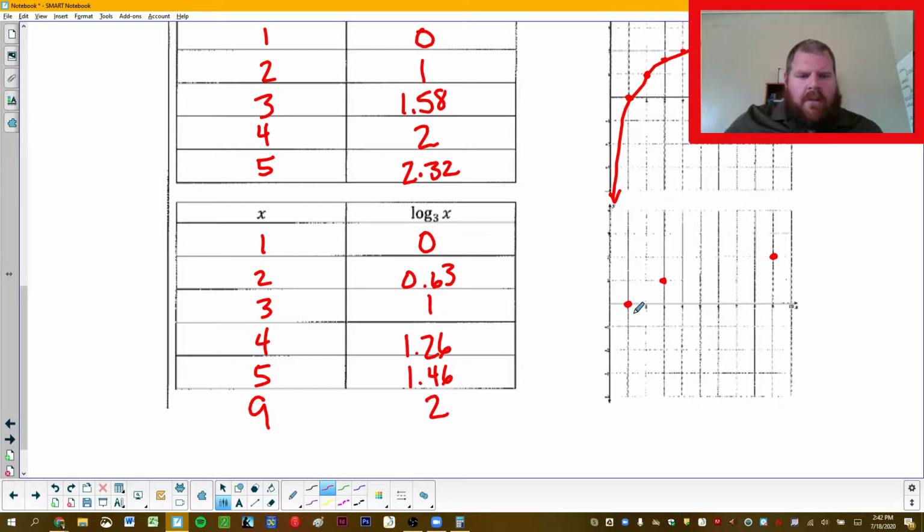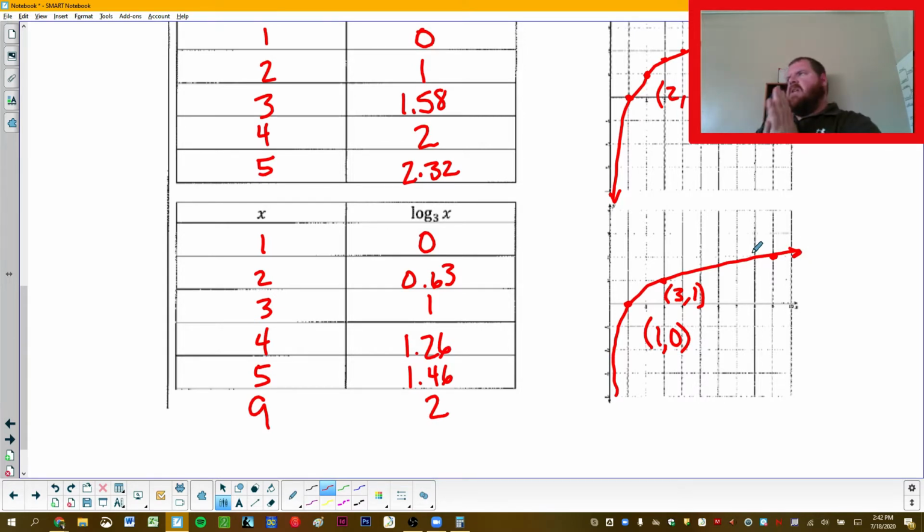All logarithmic functions that haven't been moved are going to have this point (1, 0). And then you're always going to have the point whatever your base is, so this one was 3, that's always going to be at y value 1. Just like this one was at (2, 1), because its base was 2. And they're all going to start very low and then flatten out up here. Okay? So hopefully that helps make sense of exponential and logarithmic functions a little bit.